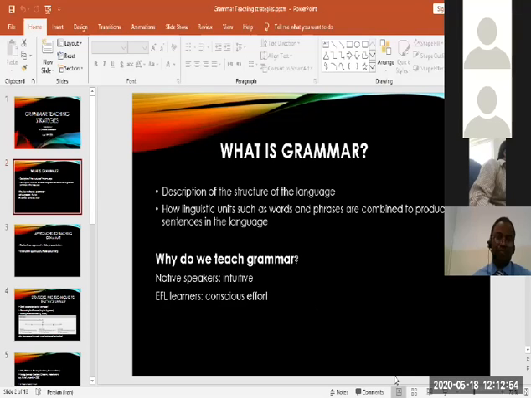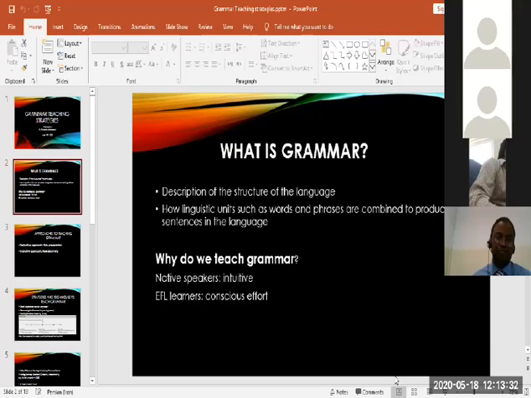Now, one very important question is, why do we teach grammar? Or should we teach grammar or not? The answer to the second question is absolutely yes. We need to teach grammar. But why? Because for native speakers of, let's say, the English language, and we are focusing on English only, grammar is something which is acquired intuitively or unconsciously without any sort of instruction involved.